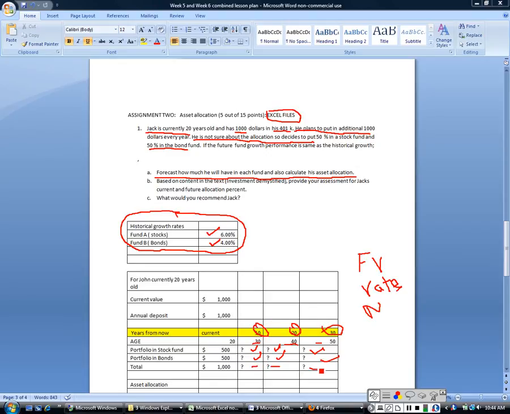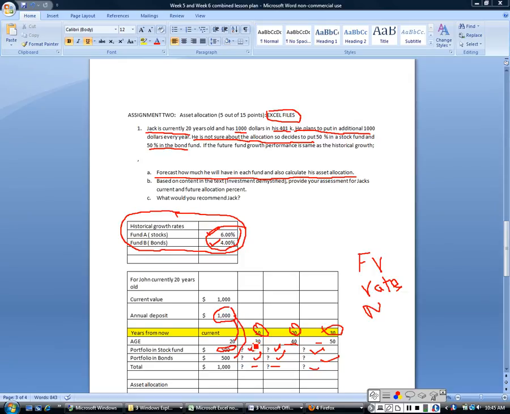So the first thing you're going to do is, assuming that it's going to put 50-50 in each account, you're going to calculate what the value would be. So for each one, for example, if you were doing this one over here at the age of 30, 10 years from now, he has $500, which is 50% of the 1,000 he has. Then he's putting in $1,000 more every period, of which half will go into the stock fund and the other half is going to go to the bond fund.